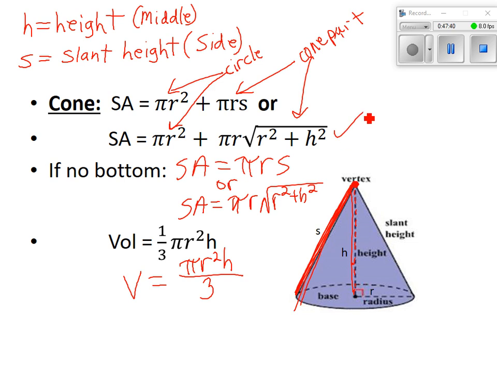So the other thing that I want you to write down here, and I'm going to give you a second. Why would you use that though? When would you use this formula? If you know the slant height, you use the easier formula. When would you use this one? If you don't know the slant height, when you just know the radius and the regular height. So if you know the regular height, you have to use this formula. If you know the slant height, you have to use this formula.